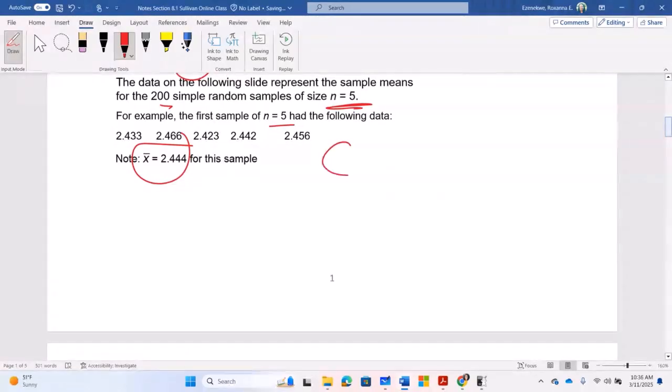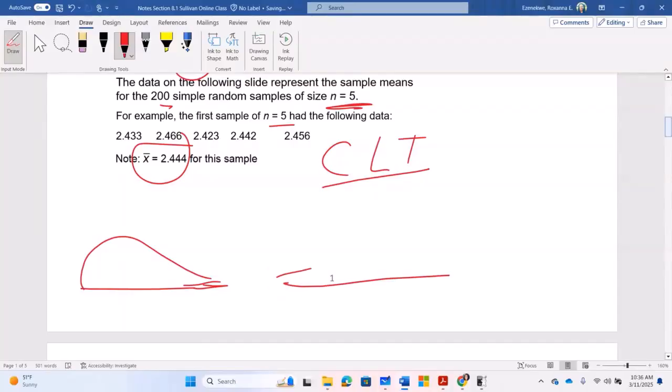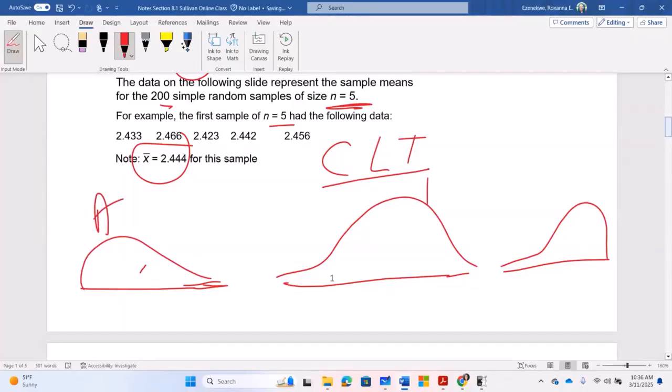The central limit theorem, CLT, says that no matter how the original data is, even if the original data is skewed right, or the original data is normally distributed, or the original data is skewed left, if you get small samples from here called A, or small samples from B, or small samples from C, the density curve you will make from those small samples is going to be normally distributed.